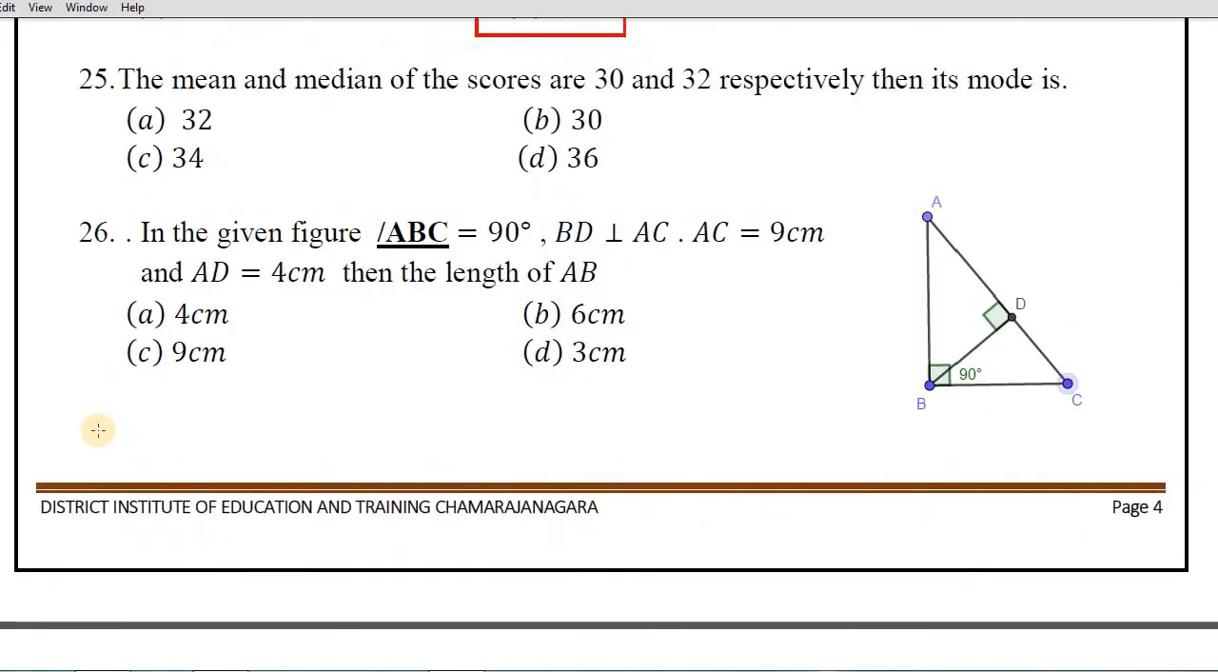Next, let us move on to question number 25. The mean and median of the scores are 30 and 32 respectively. It means mean here is 30, median is 32. What we want to find is the mode. So the three measures of central tendency are mean, mode and median. You have to use the empirical formula, that is 3 median equals mode plus 2 mean. Put these values in that formula and simplify. You will get the answer 36. Option D is right.